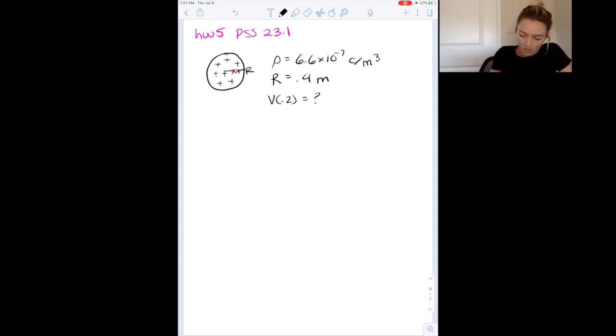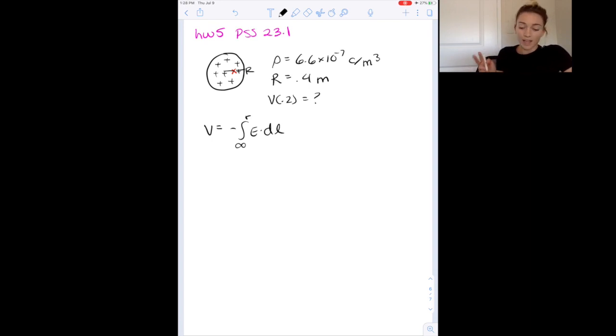So again, this one's challenging. What we have to do is integrate over the electric field. So we have to use this for the potential. Okay, so we have to do it this way, and we'll see why in a second. The first thing we have to do is find the electric field everywhere.